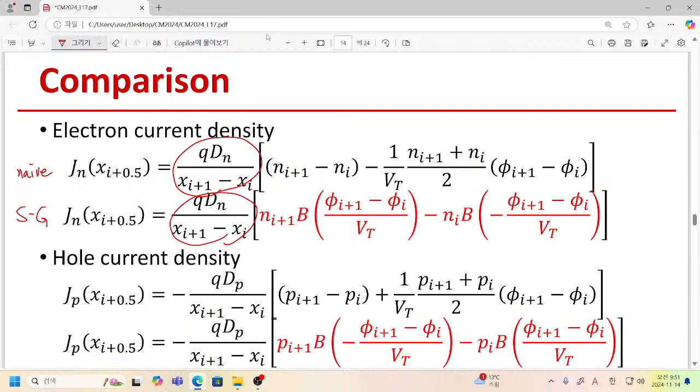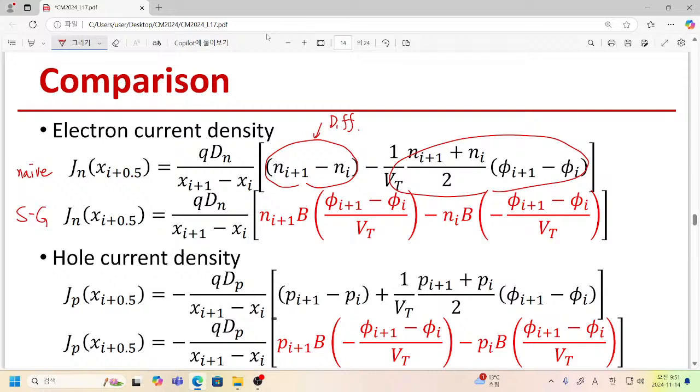And please have a look at these terms in parentheses. So in the previous case, you can easily understand this one is corresponding to our diffusion term, and the second term is related with our drift term, and this difference is corresponding to the electric field, and this is corresponding to our average electron density. You can identify each term by term because we have made it such a way.